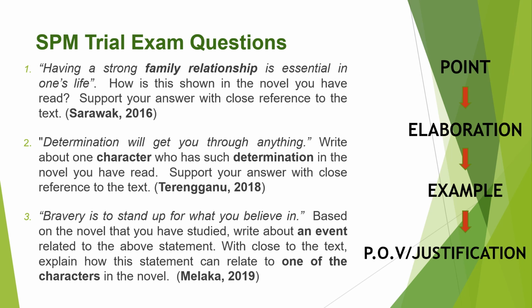You need to know the characters in the novel, especially the main character, and you need to be able to give good evidence from the novel to support your answer. I always advise my students to follow this way of answering. You identify your point. You give your elaboration or explanation about the point that you have identified. You give an example or evidence from the text to support your elaboration or your point. And then you can even add your point of view or your opinion, or you can give a justification for your answer. This will make your answer complete.